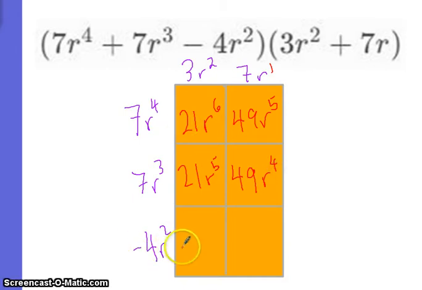Negative 4 times positive 3 is negative 12. 2 on the side and 2 on the top make 4 r's. Negative 4 times positive 7 is negative 28, and 2 plus 1 is 3.